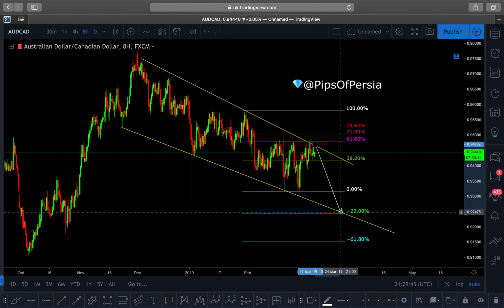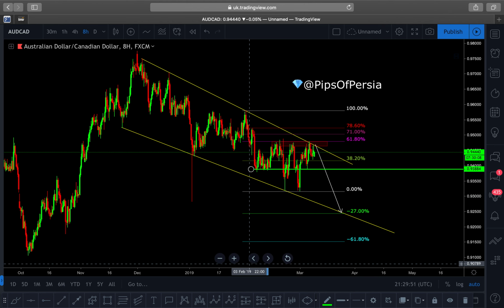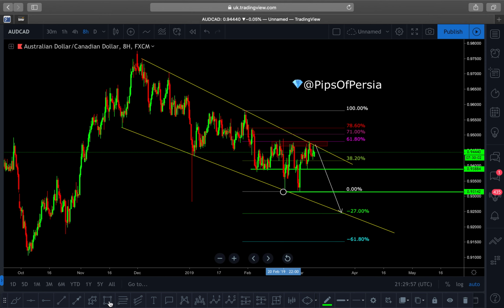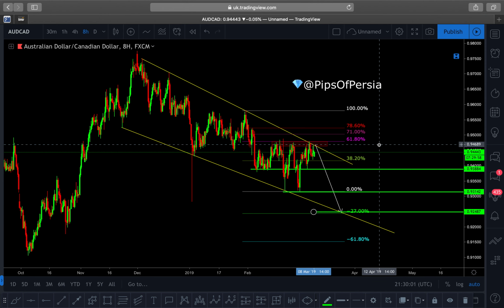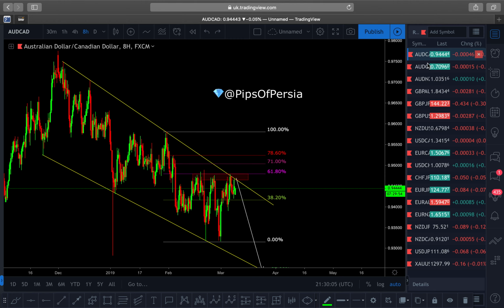Now, in terms of potential take profit zones, that's where your pure technical analysis would come into play. This, in my opinion, would be a good reversal zone. Therefore, that would be a good take profit zone. This will be the second one, and our final take profit could be at minus 27. Very, very simple analysis for Australian dollar versus the Canadian dollar.